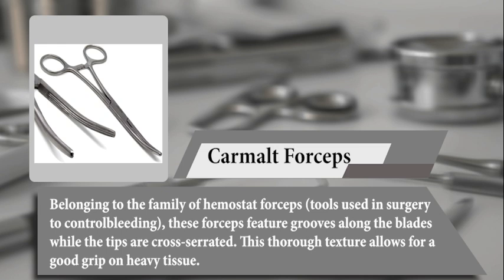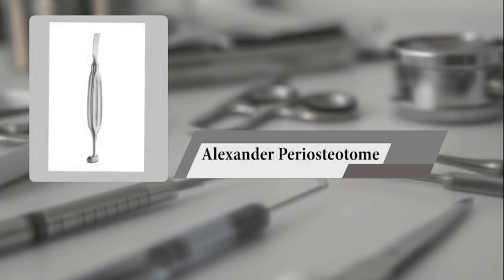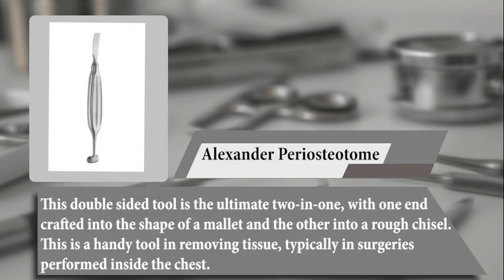This thorough texture allows for a good grip on heavy tissue. Alexander Periosteotome. This double-sided tool is the ultimate two-in-one, with one end crafted into the shape of a mallet and the other into a rough chisel. This is a handy tool in removing tissue, typically in surgeries performed inside the chest.